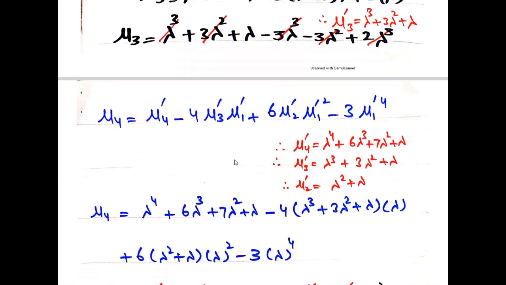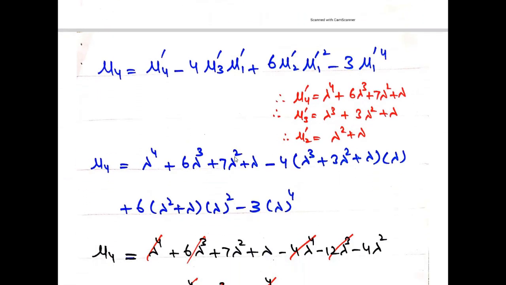Now we calculate the fourth moment about mean. Mu4 is equal to mu4 prime minus 4 mu3 prime mu1 prime plus 6 mu2 prime mu1 prime square minus 3 mu1 prime power 4. We already solved the fourth moment about origin: mu4 prime is equal to lambda^4 plus 6 lambda^3 plus 7 lambda square plus lambda. The third moment about origin is lambda^3 plus 3 lambda square plus lambda. The second moment about origin is lambda square plus lambda. Put all these values in this equation.